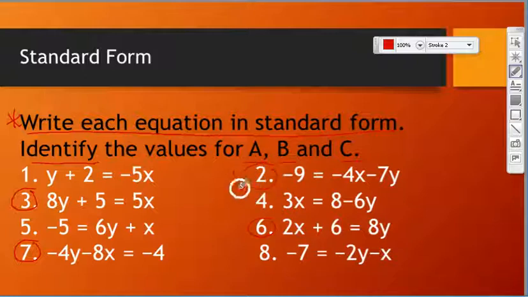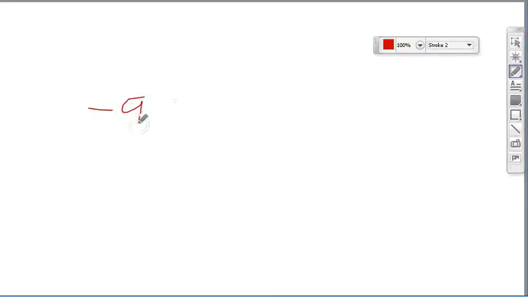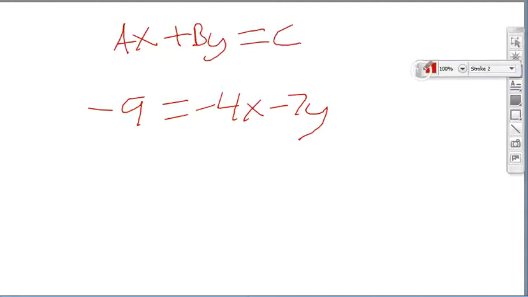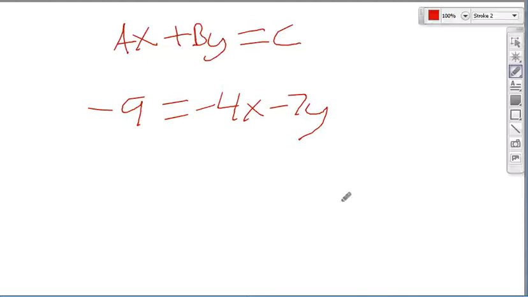Number 2 says negative 9 equals negative 4x minus 7y. Okay, so in order for this equation to be in standard form, we need to have the x term and the y term on the left side equal to the number term on the right side.